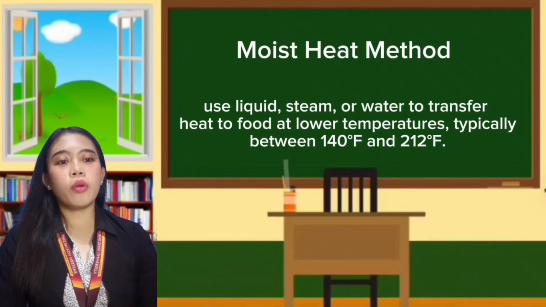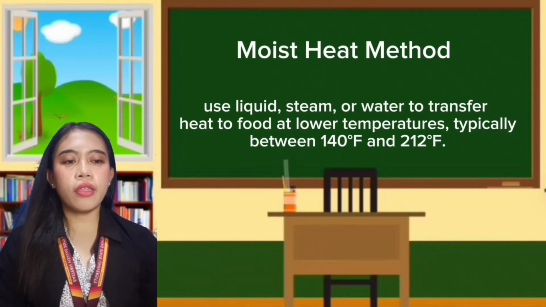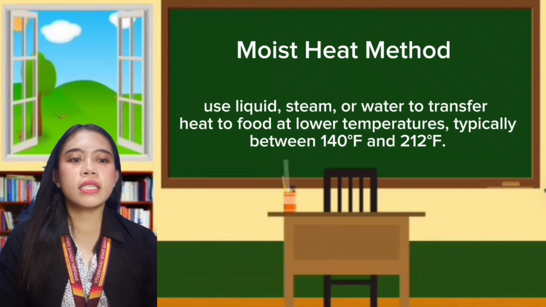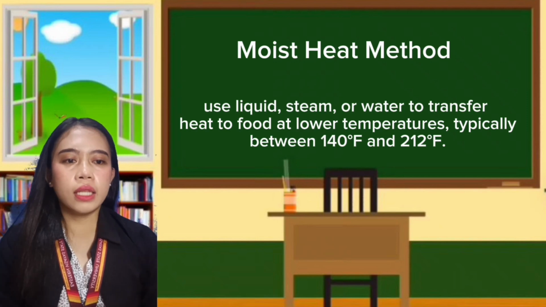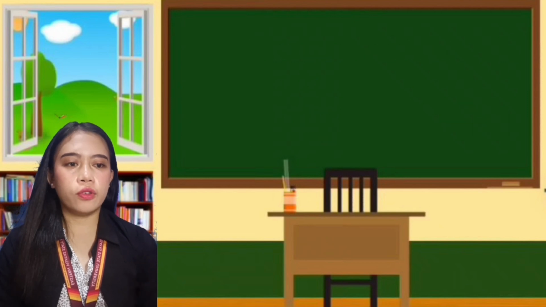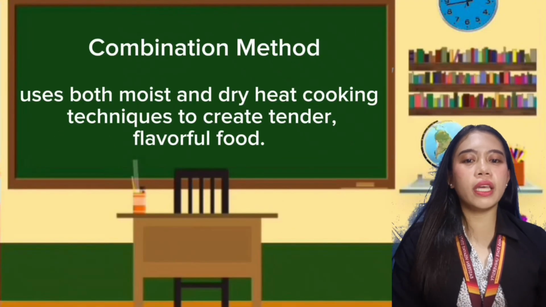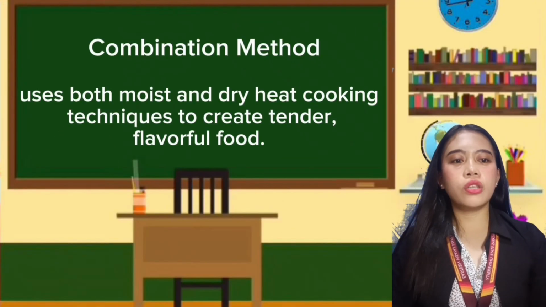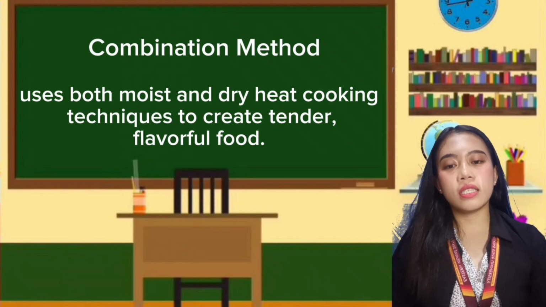Next is the moist heat method. The moist heat method cooks food using water, steam, or other liquids. The liquid transfers heat to the food, making it soft, tender, and flavorful. And the last one, we have the combination method. The combination method uses both dry heat and moist heat in the same recipe.